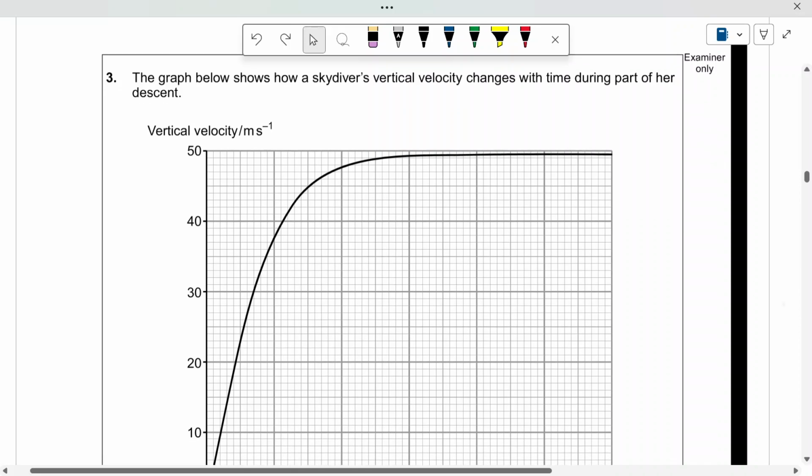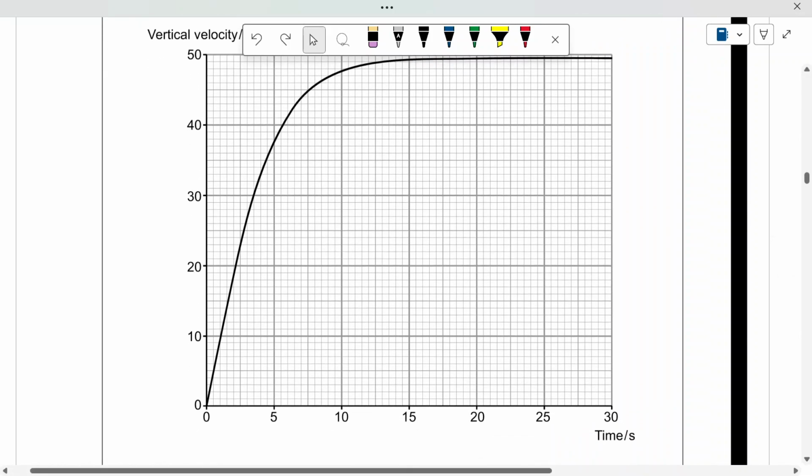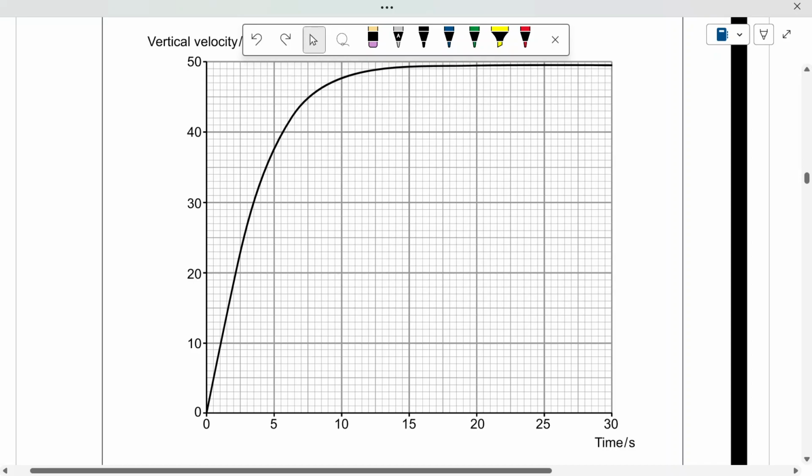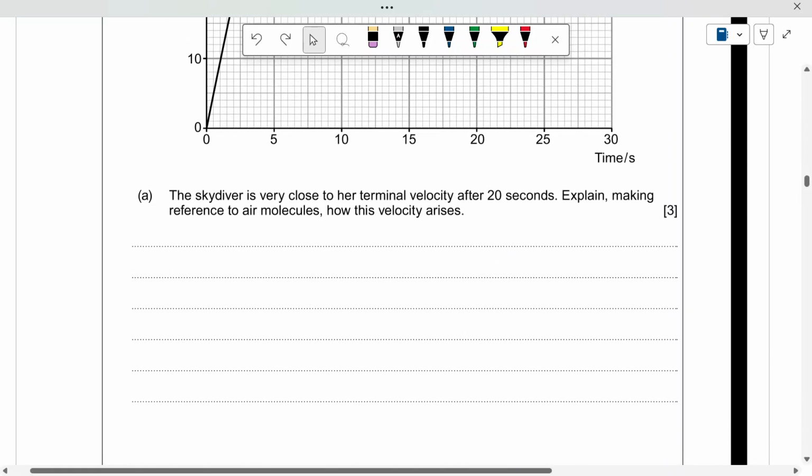This graph shows how a skydiver's vertical velocity changes with time during part of their descent. So we've got initially accelerating, getting faster, and then sort of leveling out at about 50 meters per second. The skydiver is very close to her terminal velocity after 20 seconds. Explain, making reference to air molecules, how this velocity arises.